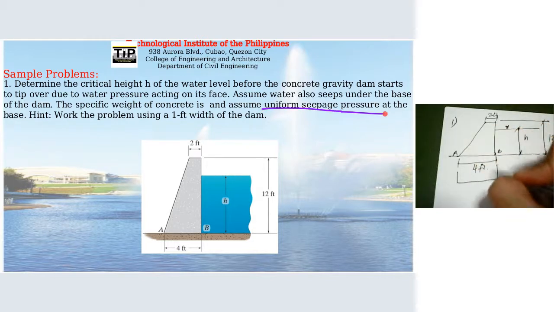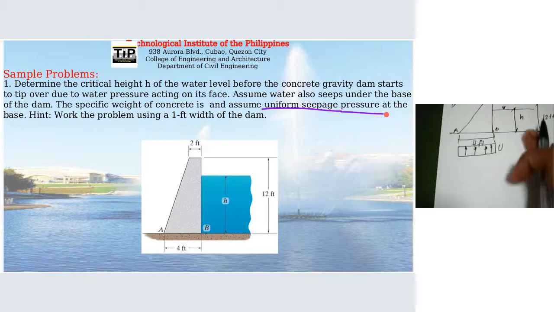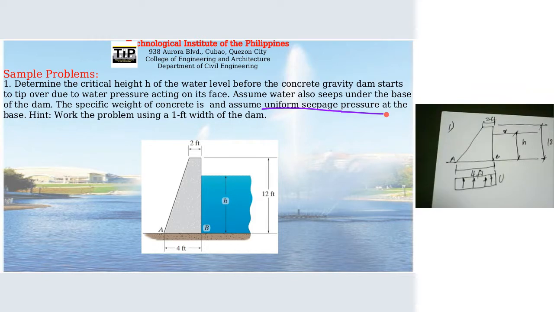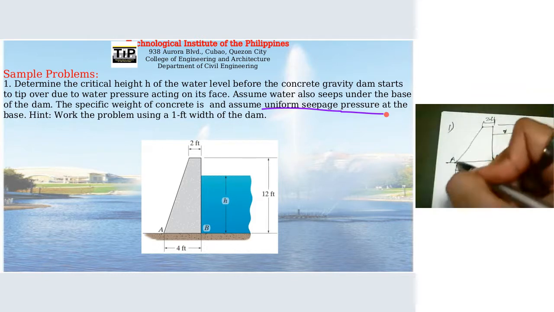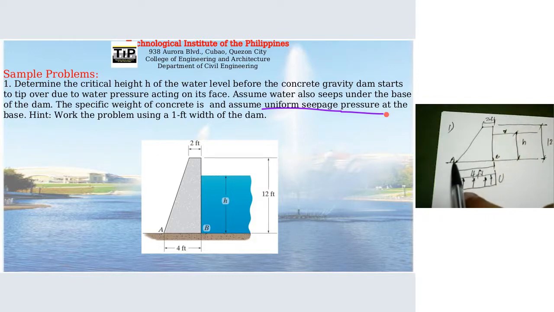Okay, so we have here a uniform seepage pressure. So we assume that water has seeped here. And then uniform, so our drawing is rectangular. Okay? So this is U. So, what are we going to do? Well, again, we will use summation of moment. We will take the summation of moment at point A, considering all of the forces involved in this dam.